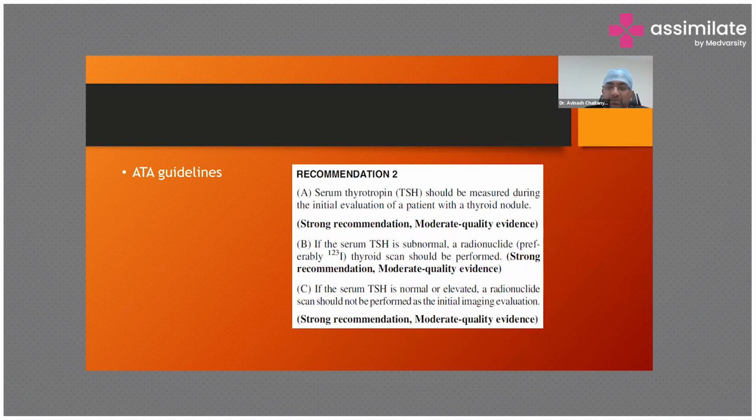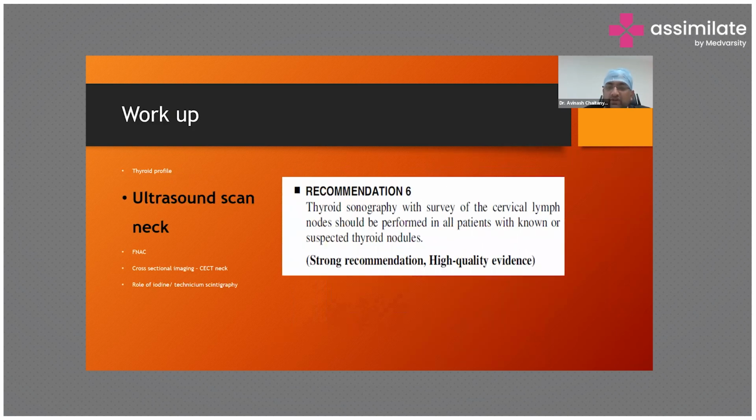That is, if it is hyperthyroid, then you have to do an iodine scan, so that you get to know whether it is a hyperfunctioning nodule or a diffuse hyperfunctioning gland, which is going to change your management. So the next investigation that comes is the ultrasound scan of the neck.